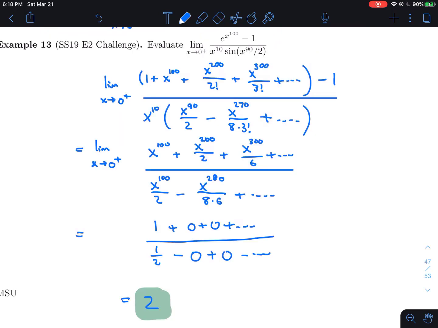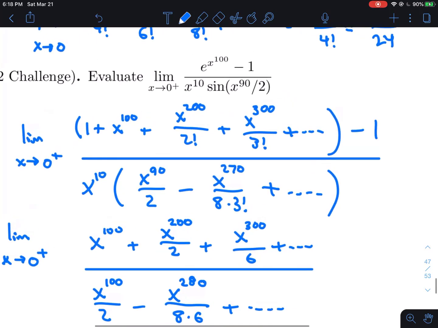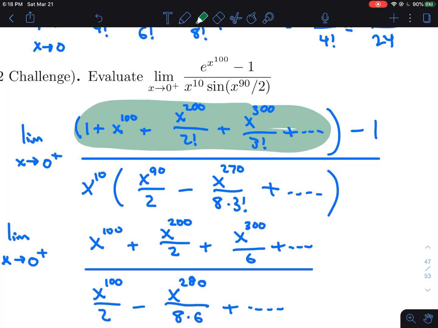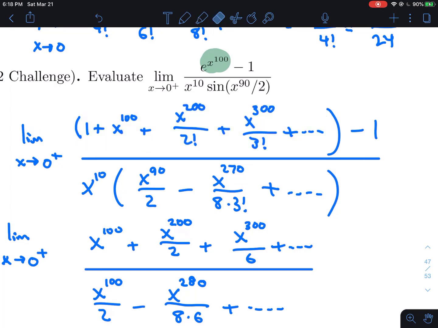All right, so this is the solution that I came up with. In the numerator, we have an e, so I'm going to write out the infinite polynomial for e to the u, and everywhere we see a u, we're going to put x to the 100th power. So the first term is u to the first, which is x to the 100th power, then u squared over 2 factorial, then u cubed over 3 factorial, and so on and so forth, and then we subtract 1 at the very end.